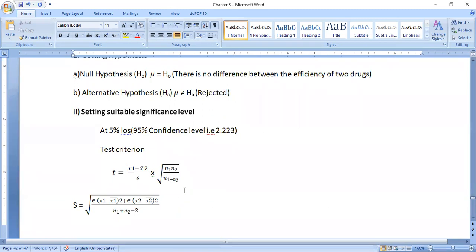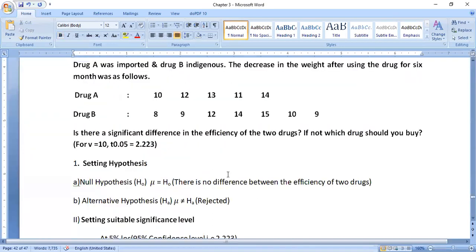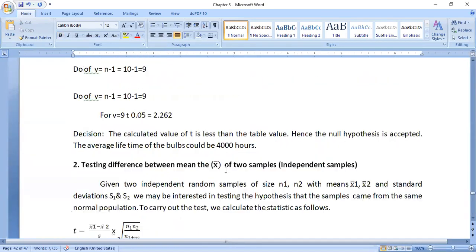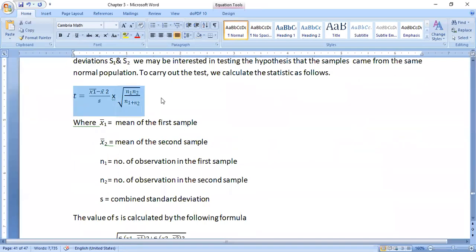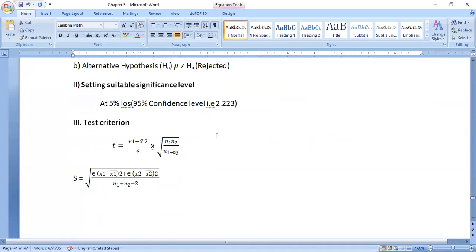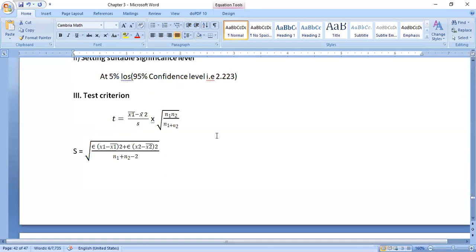The third step is the test criterion. In the test criterion, we have to write all the formulas, which we already discussed. The formula will be t is equal to x bar 1 minus x bar 2 by S into under root n1 into n2 divided by n1 plus n2.